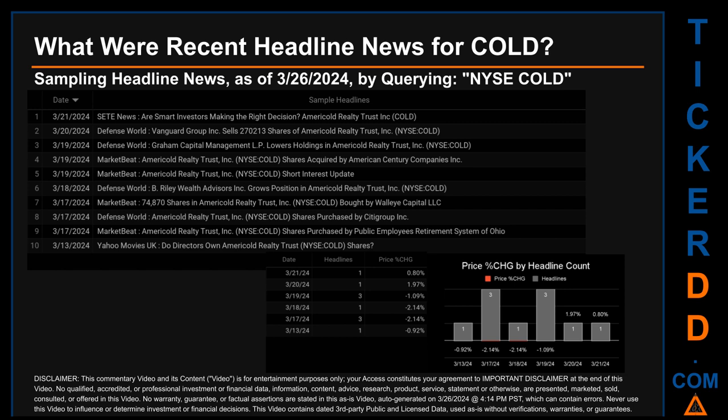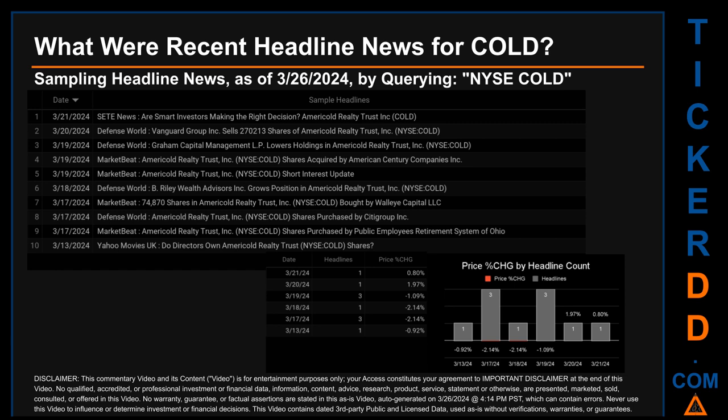Tuesday, March 19, 2024 and Sunday, March 17, 2024 had the most headlines. They each had 3 discovered headlines. On Tuesday, March 19, 2024, first, MarketBeat published the headline that read, "Americold Realty Trust shares acquired by American Century Companies Inc." Second, MarketBeat published the headline that read, "Americold Realty Trust short interest update."